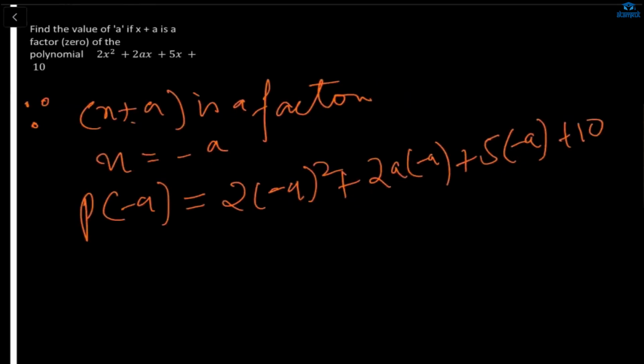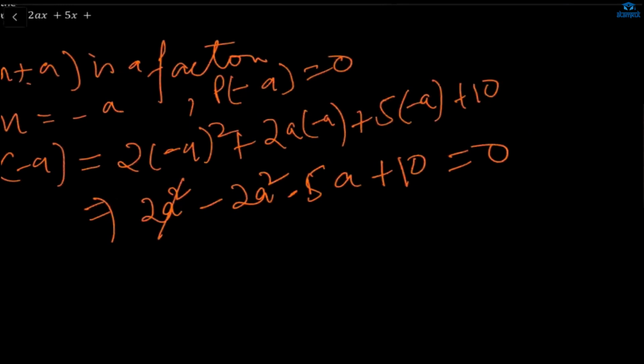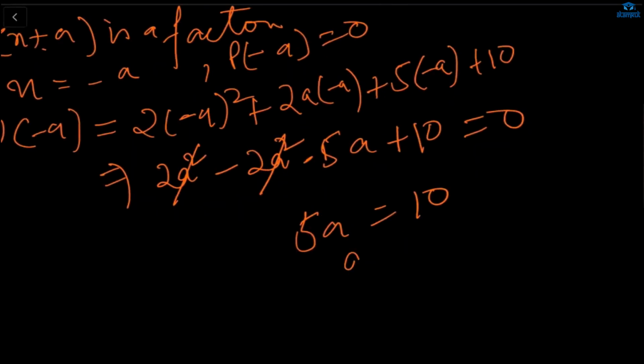Okay, Shazan. Now here we will also put P of minus A equal to 0 because it is a factor. So that means 2A square minus 2A square, minus 5A plus 10 is equal to 0. Now this will be cancelled and 5A is equal to 10. I think we have done this question in the class, Shazan. The answer is 2. Now have you understood?